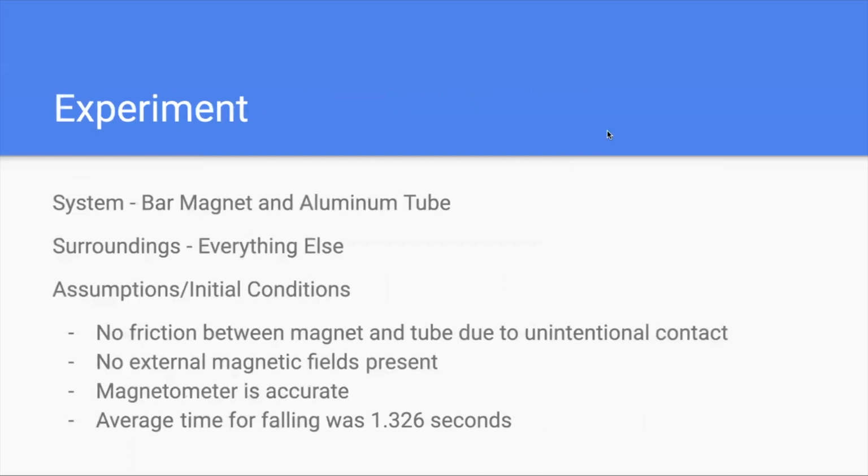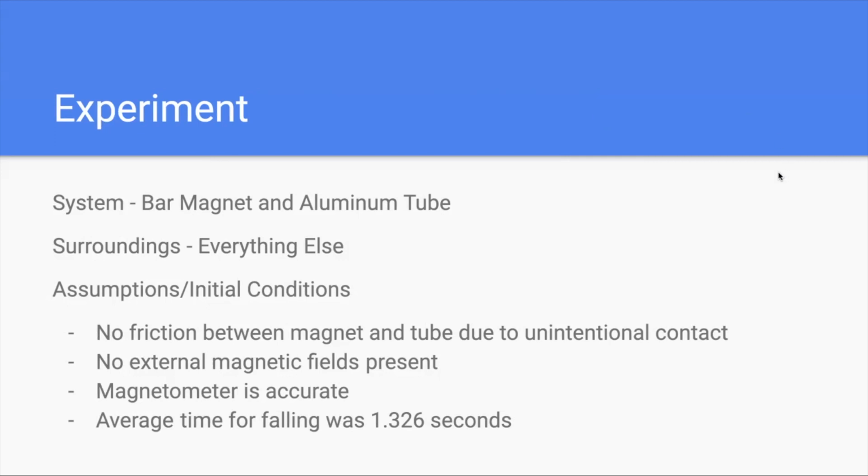So in this experiment, the system is the bar magnet in the aluminum tube, and the surroundings is everything else. Some assumptions and initial conditions that needed to be made were that there is no friction between the magnet and the tube due to unintentional contact, that there are no external magnetic fields present, and that the magnetometer is accurate in the first place. And from this, we can deduce that the average time for falling was 1.326 seconds from the experiment.